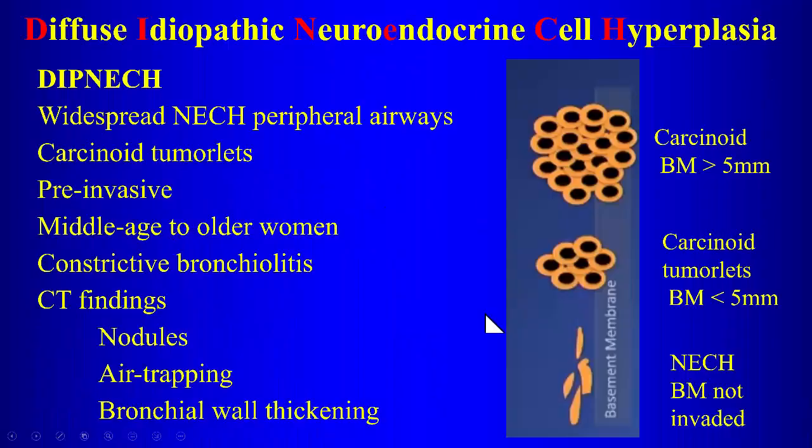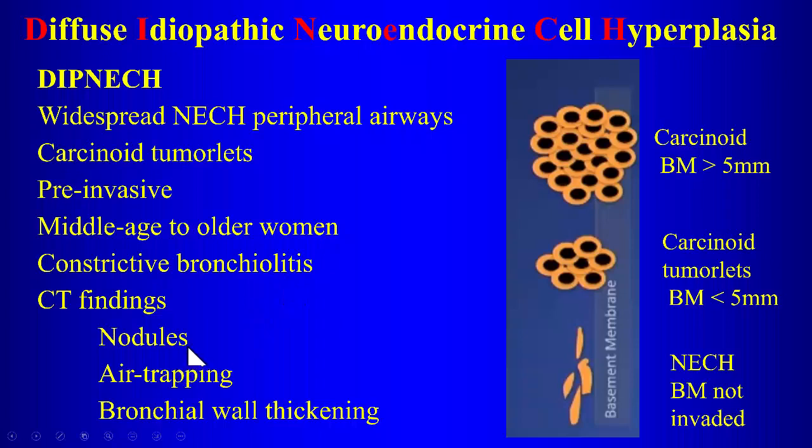So the answer is it's a very rare disease. This is called diffuse idiopathic neuroendocrine cell hyperplasia, abbreviated as DIPNEC. So here what we have is neuroendocrine cell hyperplasia within the peripheral airways, can also be associated with carcinoid tumorlets. It's considered pre-invasive, tends to affect middle-aged to older women, and it results in air trapping because it's around the airways and can result in constrictive bronchiolitis.